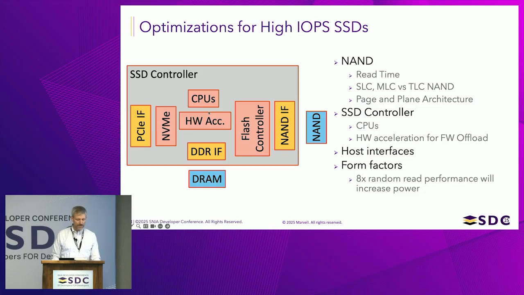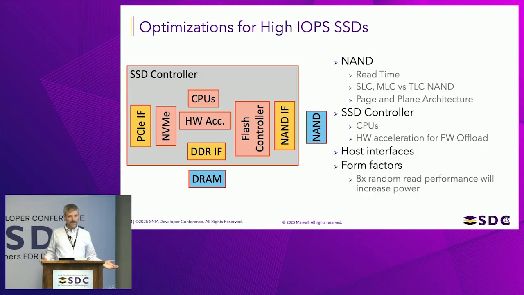There are CPUs inside the SSD to do all the processing that is needed, for example, for the flash translation layer, to process the host commands, to drive the NAND interface. There's a DDR interface that connects to DRAM, and that DRAM is needed to store the flash translation layer tables, the logical to physical mapping of pages. Then there's a flash controller that talks to the NAND, and there's a NAND interface.